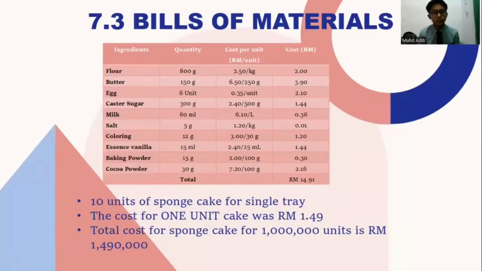So I will proceed to the bills of materials. In order to make a cake, the ingredients are flour, butter, egg, caster sugar, milk, salt, coloring essence, vanilla, baking powder, and cocoa powder. We come up with the quantity in the table based on the reference of 10 minutes of sponge cake for a single tray, and the cost based on our calculation in the reports.